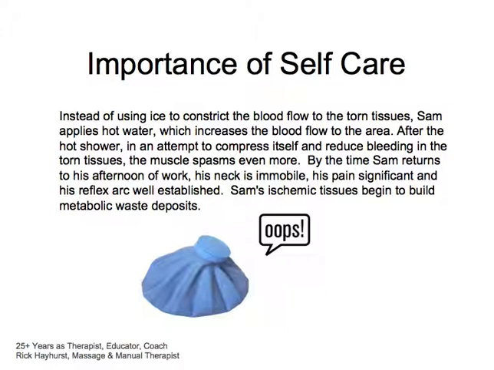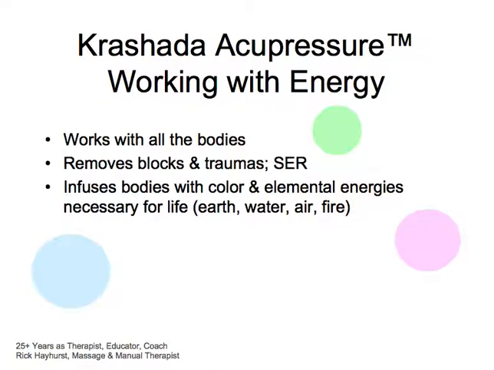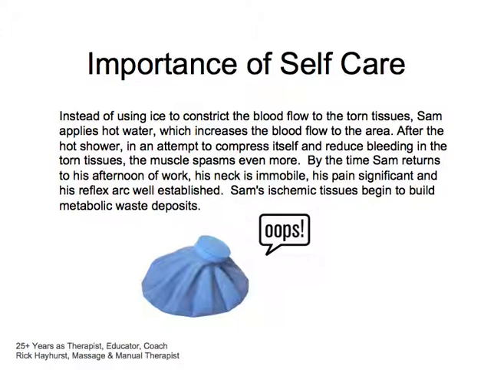Unfortunately, the muscles spasm even more. So by the time he returns to his afternoon of work, he's immobile. He can't turn his neck. And the pain that he's feeling is significant. And he's established what we call a reflex arc. So Sam's ischemic tissues begin to build metabolic waste deposits. So what we recognize here is that there is a way to think about how we take care of ourselves.